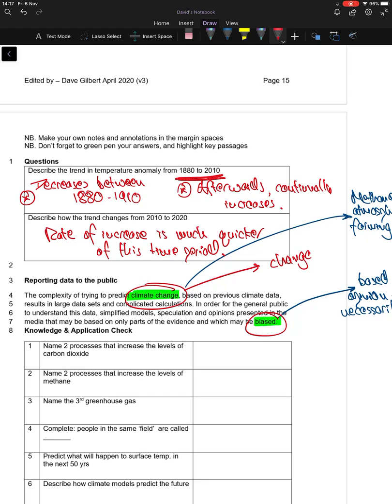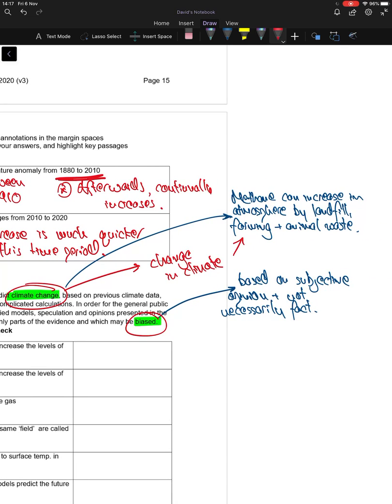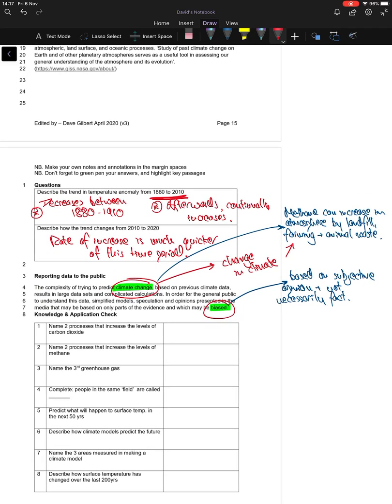Such as, for example, methane can be increased in the atmosphere by landfill, farming, animal waste, etc. But because of this, people's ideas can be based on simple models, speculation, things from media, and some of this information can be biased. It's important to know that biased basically means that something that is being said is based on a subjective opinion, not necessarily on fact. We'll come into looking more at these issues as we go through the next couple of lessons.